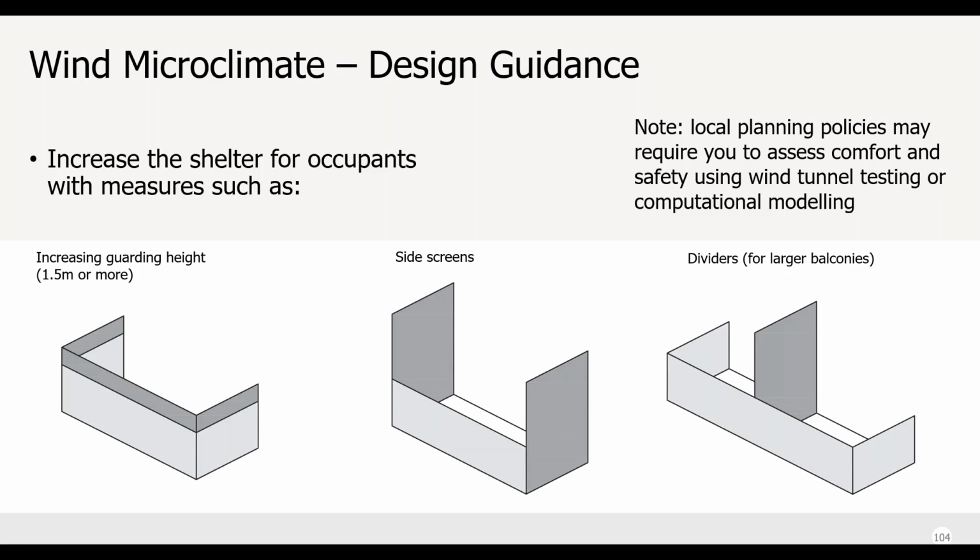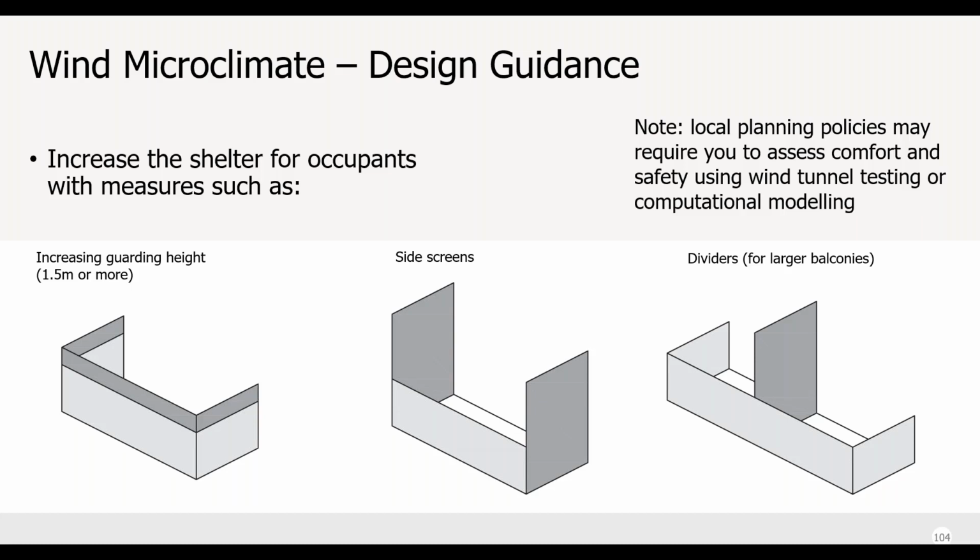With any of these measures, if you're increasing the surface area of the guarding, you have to consider the knock-on effect in terms of the wind loads on that increased area. All of this can potentially be assessed and quantified using, for example, wind tunnel testing or computational modeling. There are good reasons for doing those things in terms of optimizing these spaces for wind comfort and safety.